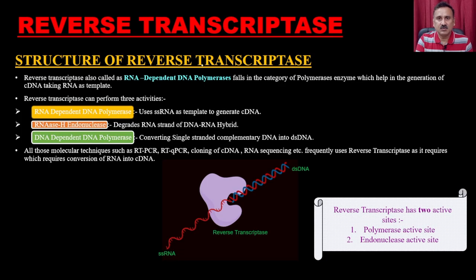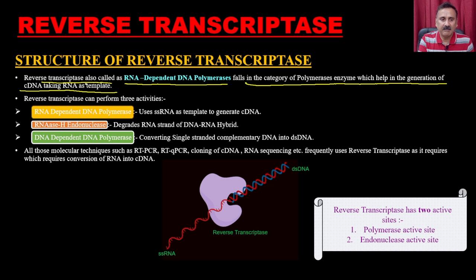Now, before moving into how you are going to perform the real time PCR, you should also understand how the reverse transcriptase works. Reverse transcriptase is an RNA dependent DNA polymerase. It is exactly the reverse of what the RNA polymerase is doing. RNA polymerase does the RNA synthesis from the DNA, while reverse transcriptase does the DNA synthesis from the RNA. It falls into the category of polymerase enzymes, which helps in the generation of cDNA taking RNA as a sample.